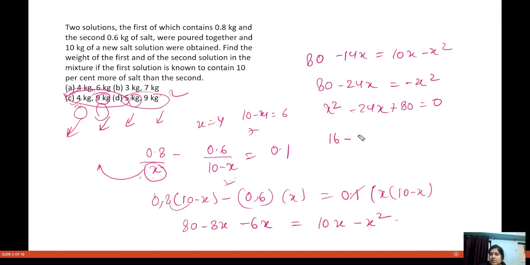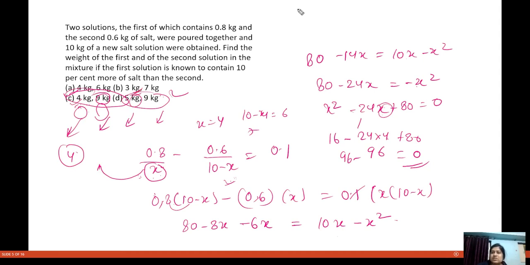16, and this will become 24 into 4, and 24 into 4 is how much? 4 fours are 16 and 2 fours are 8, 96, and this will be 80. So this will be 96 minus 96, that is 0. So you don't have to calculate here. This one is satisfying.